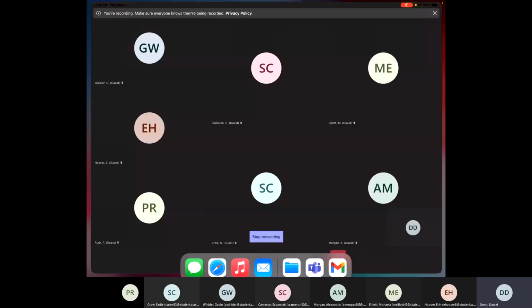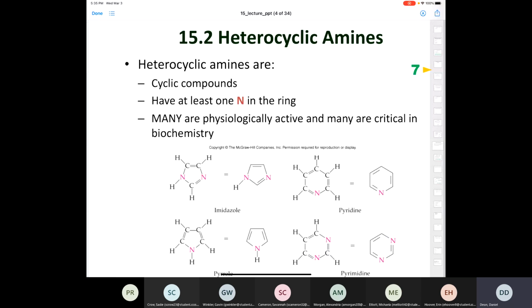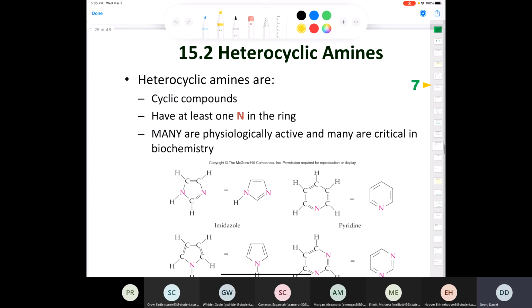All right. Okay, Chemistry 102. So we're starting off tonight with heterocyclic amines. The whole chapter, chapter 15, deals with amines and amides. So it's chemistry that involves nitrogen, right? We're talking about organic compounds that contain nitrogen.